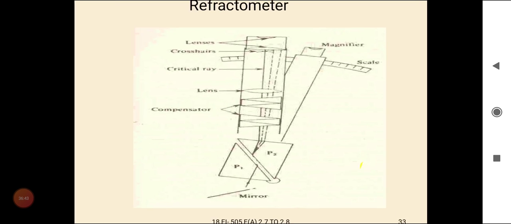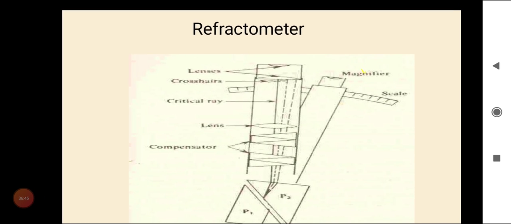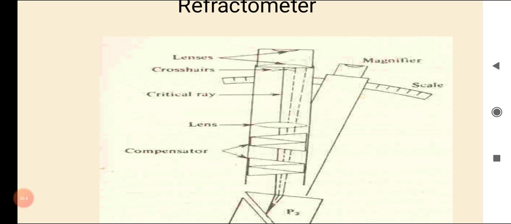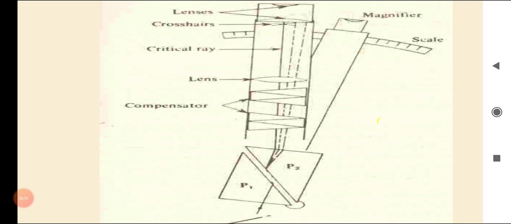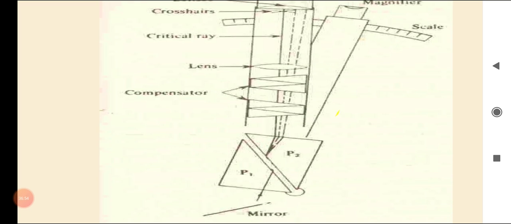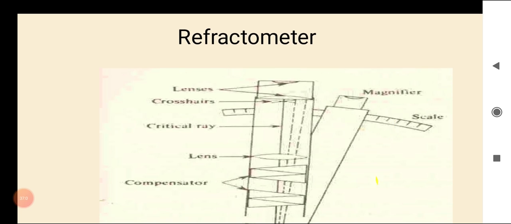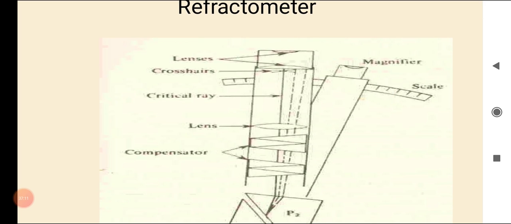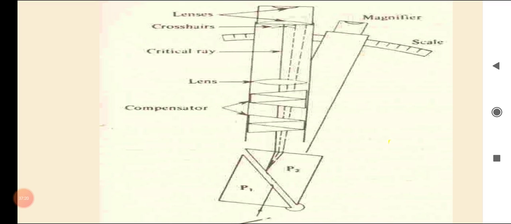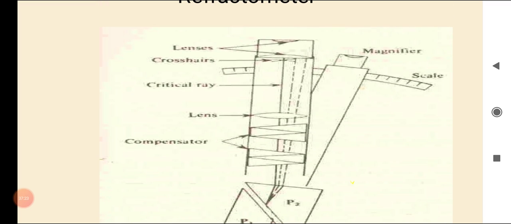You can see the prism type refractometer. There are prisms P1 and P2. In between them, on the downside, there is a mirror. On top there are lenses, crosshairs, scale, lenses and compensator, and magnifier.